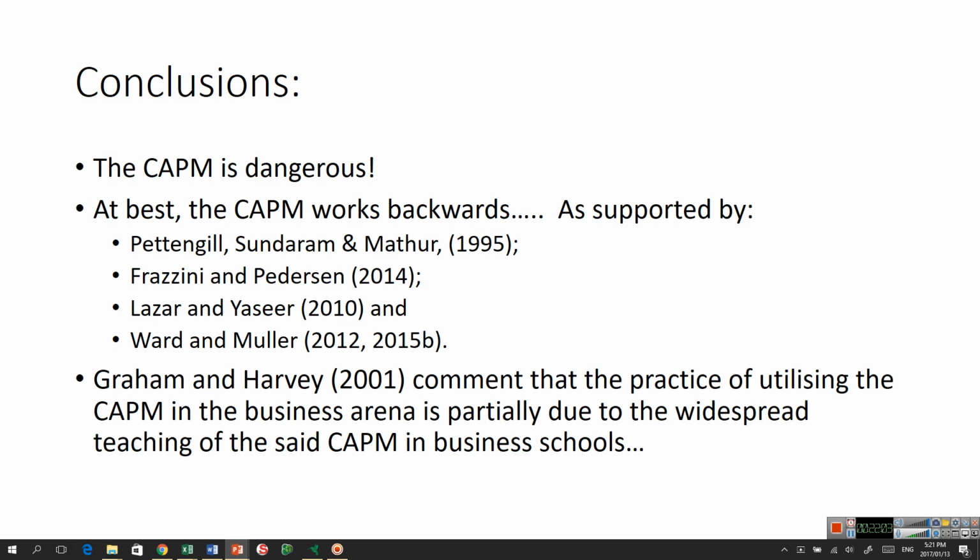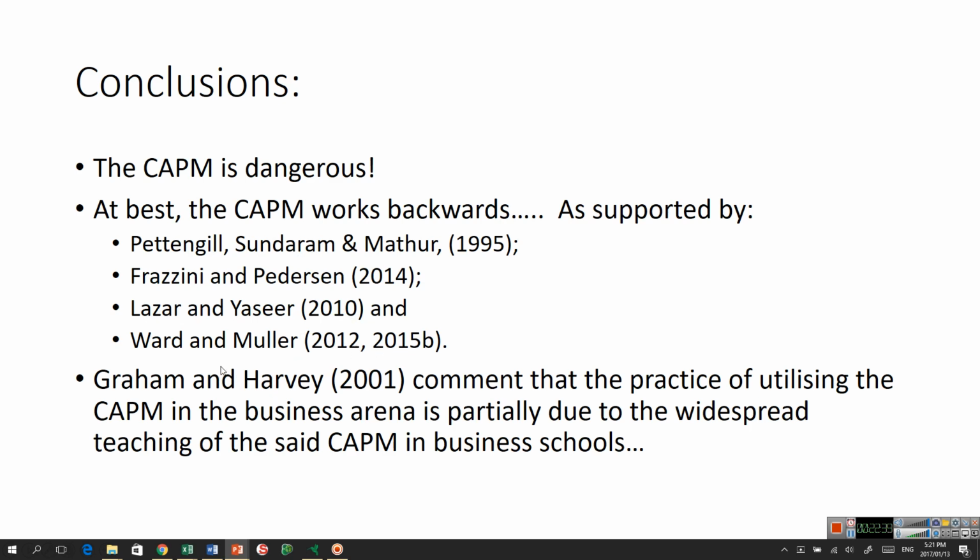If you want to use it, then you need to at least realize that it's working backwards. You need to be looking at it as high betas are going to give you low returns. Now, our results, this inverse relationship, are also supported by other researchers. We're not the only ones who are concluding this. Pettengill, Sundaram, Mathur in 1995 presented this. Frazzini, Pedersen in 2014, Lazar and Yassir in 2010. These are international studies, and our study in 2012, followed by a more recent one here.